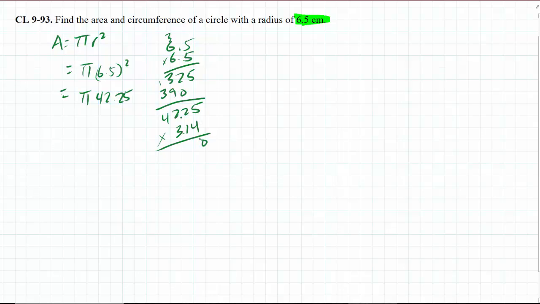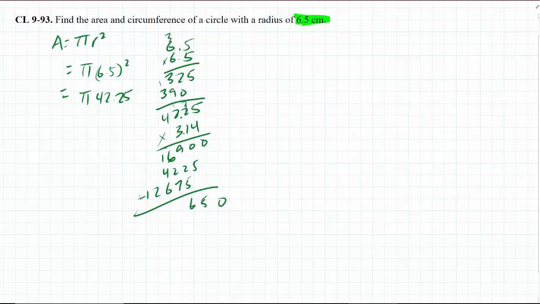5 times 4 is 20. 8 plus 2 is 10. 8 plus 1 is 9. 4 times 4 is 16. 4,225 times 1 is just itself, so 4,225. Okay, and then 5 times 3 is 15. 6 plus 1 is 7. 6 plus 1 is, I'm sorry, that's just 6. And then 4 times 3 is 12. Add that up.